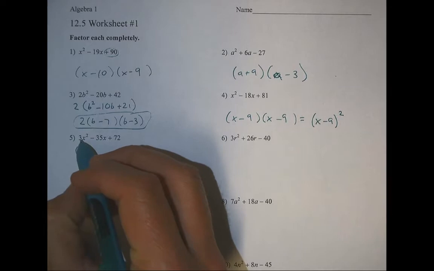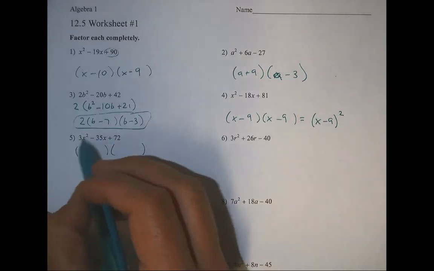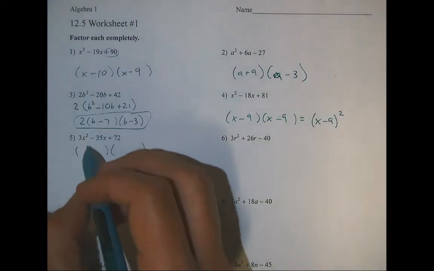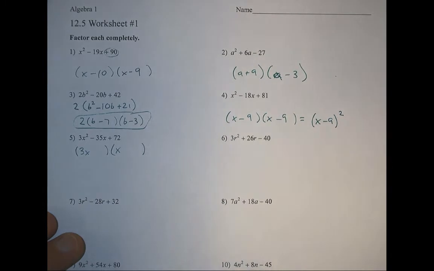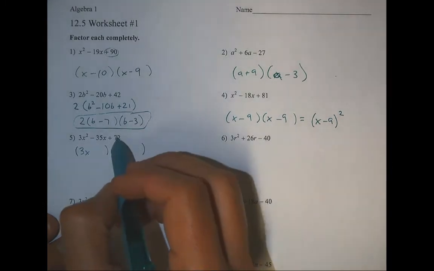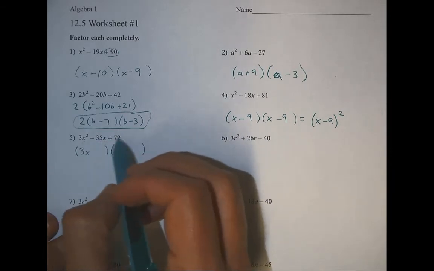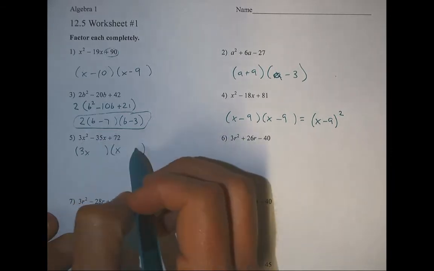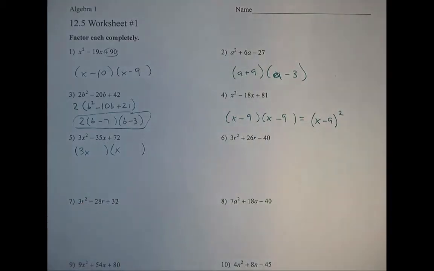So I have to take a look at this first number and see what are the combinations of factors to create that one. Now a 3 is nice and easy because it's just 3 times 1. So I know I'm going to have a 3 out front here. Dealing with 72, I have to pick numbers that multiply to 72, and one of them is going to get multiplied by 3, and it's going to get added together to make a negative 35.